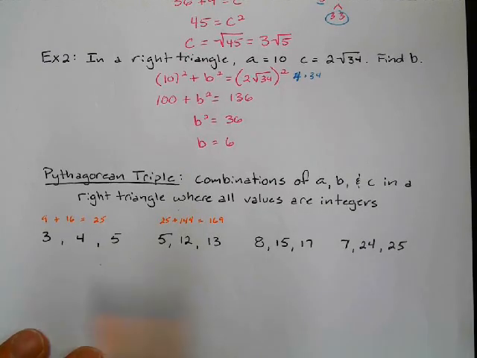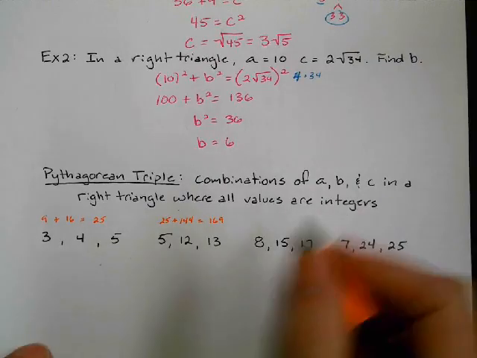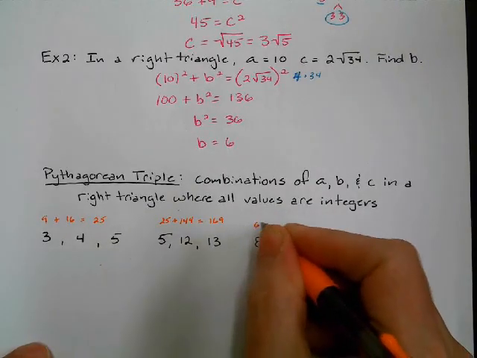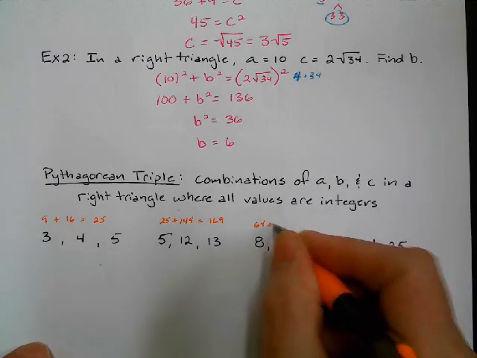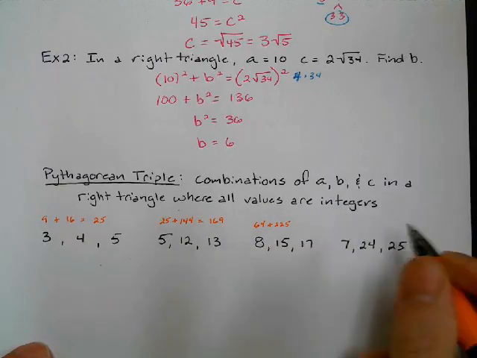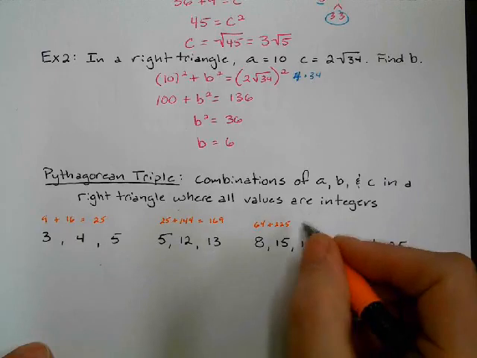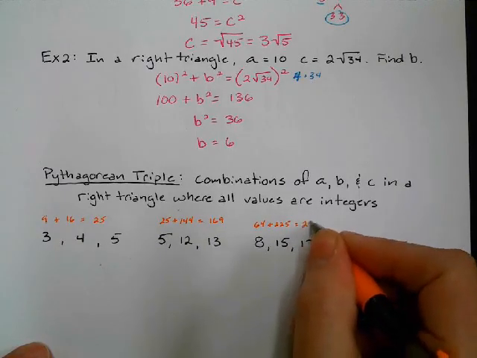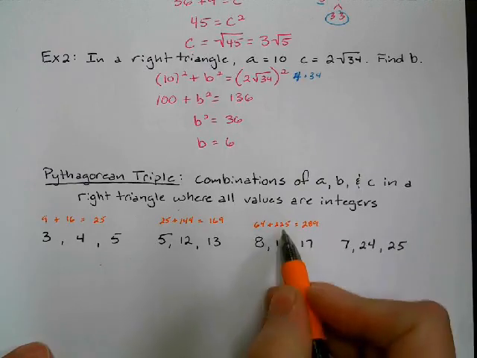These are the 2 most common that you'll see on tests and the SATs and stuff like that. You'll see these a lot. These other ones are a little bit less common. 8 squared is 64. 15 times 15 is 225. And then 17 times 17 is 289. And 64 plus 225 is 289.